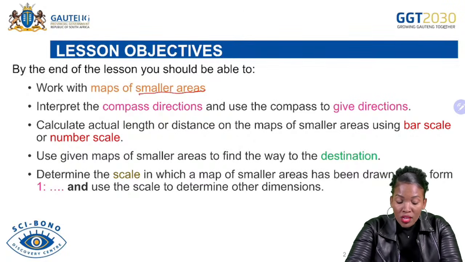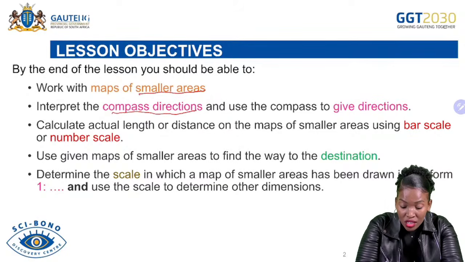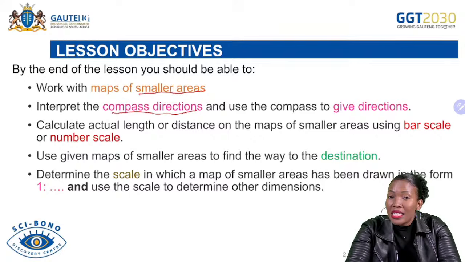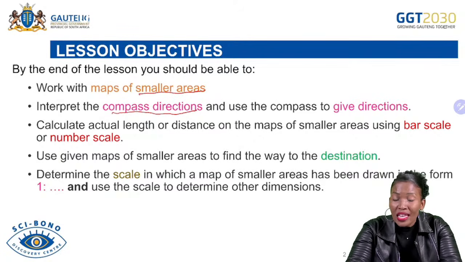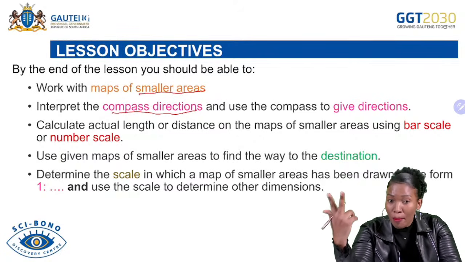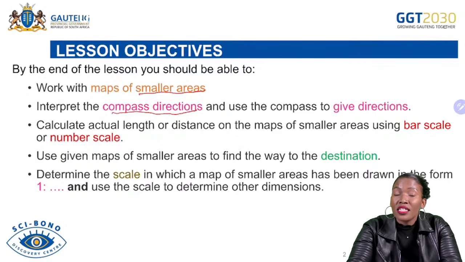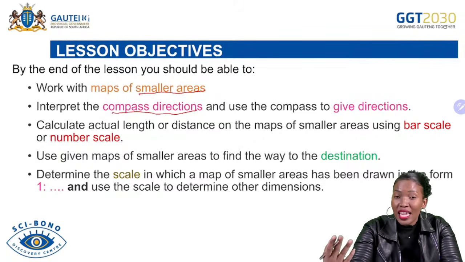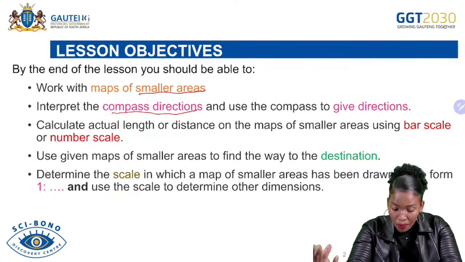You should be able to interpret the compass directions and use the compass to give directions. Remember, in MathLit, when you talk about the compass direction, we have 8 cardinal points. You have your north, east, south, west, your northeast, your southeast, your southwest, and your northwest. Those are the 8 cardinal points that we'll be working with.